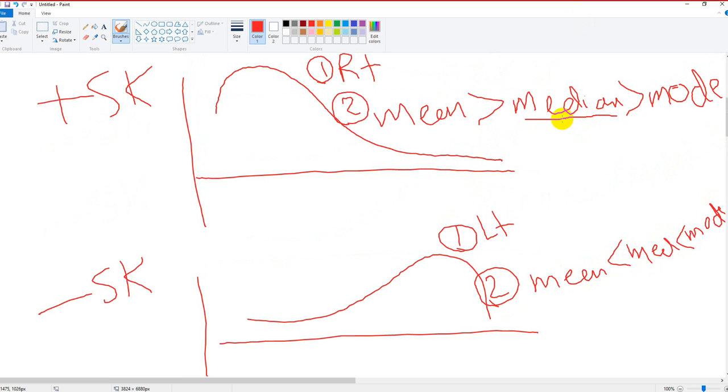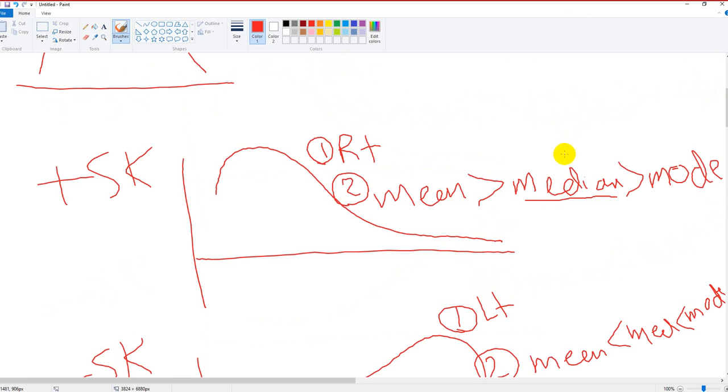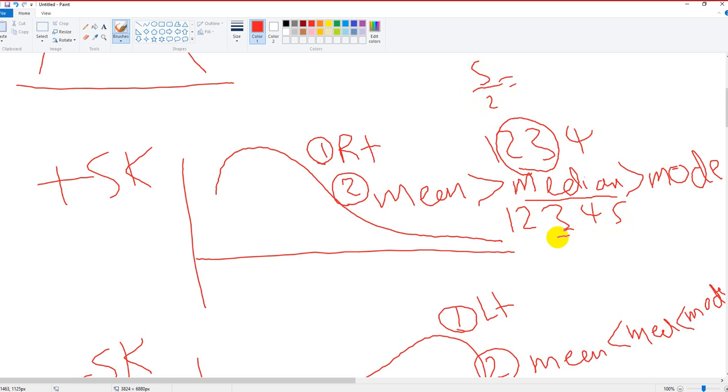But if there are six numbers, how do you get the median? I'll give you an example: 1, 2, 3, 4. What's the median of this sequence? We take the two in the middle, 2 and 3, and make the average of those, divided by 2. So 2.5 is the median. But if it is 1, 2, 3, 4, 5, then 3 is the middle.